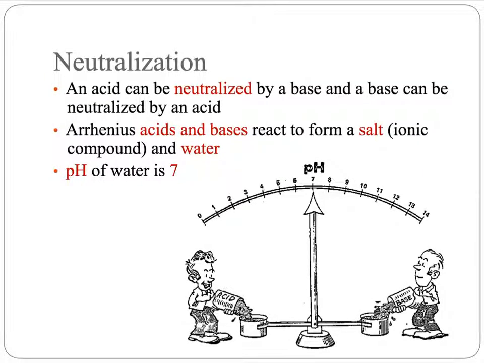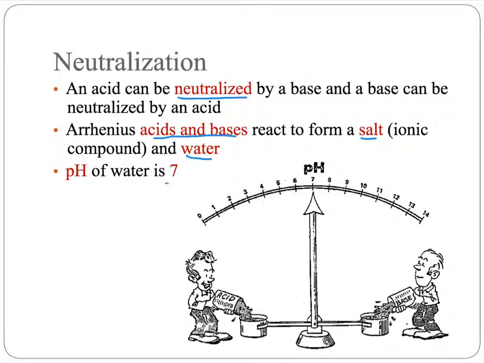Now remember when I was beginning to talk about acids and bases in that first video for this module, I told you that an acid can be neutralized by a base, and a base can be neutralized by an acid. This especially pertains to Arrhenius acids and bases. Remember those ones where they are going to form a salt and water when they react together? Arrhenius acids give up a hydrogen and Arrhenius bases give up a hydroxide. So a hydrogen ion plus a hydroxide ion makes H2O.